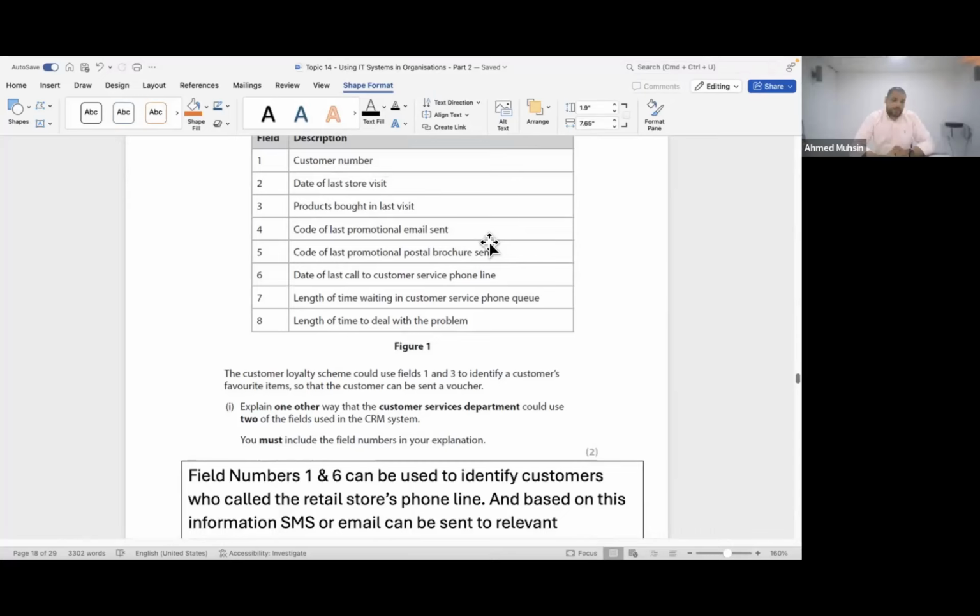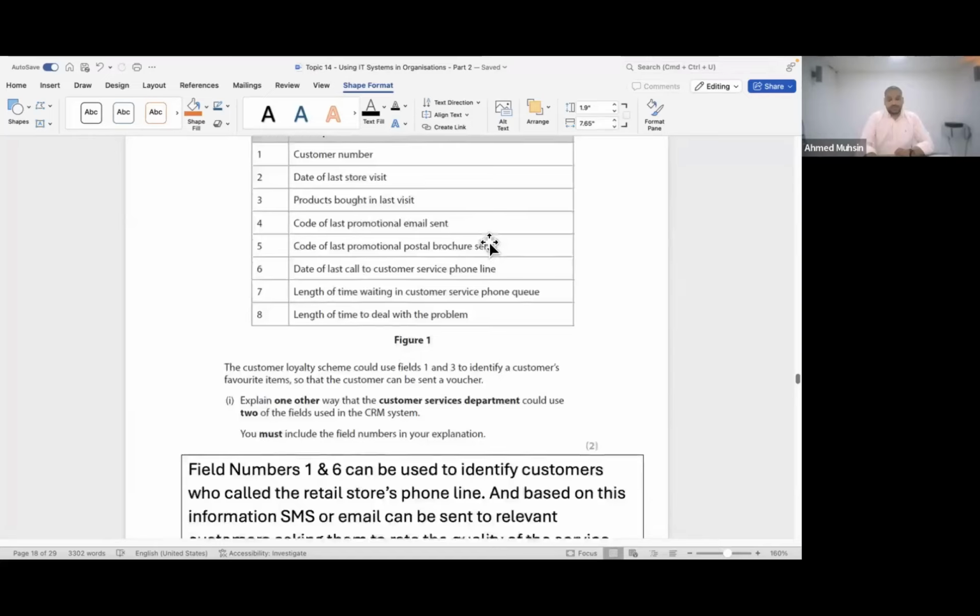So can we do 1, 2, 3 to recommend personalized items for them? Isn't it? Okay. Can we use fields numbers 1, 2, 3? The customer number, the date that they last came, and the items that they bought. Based on that, we can give them personalized offers. Okay, should we talk about that? Okay, can be used to suggest or can be used to send personalized.